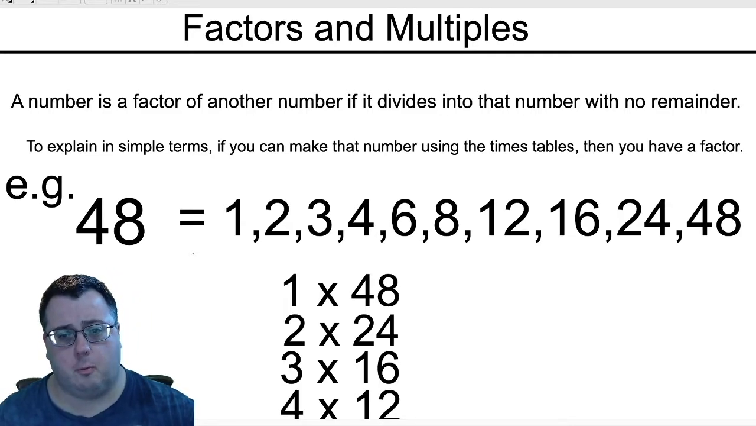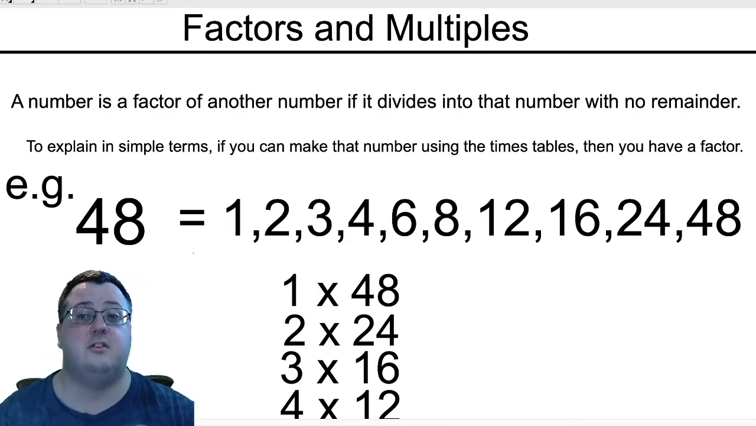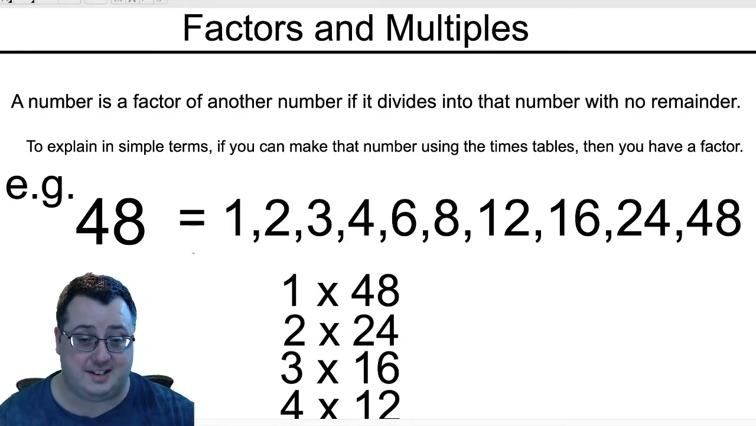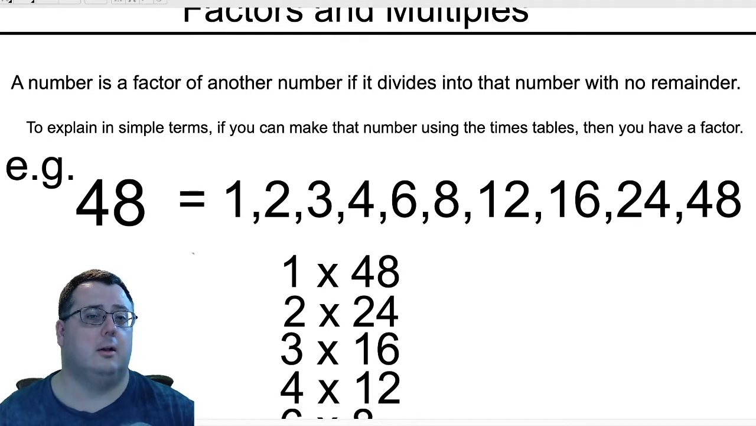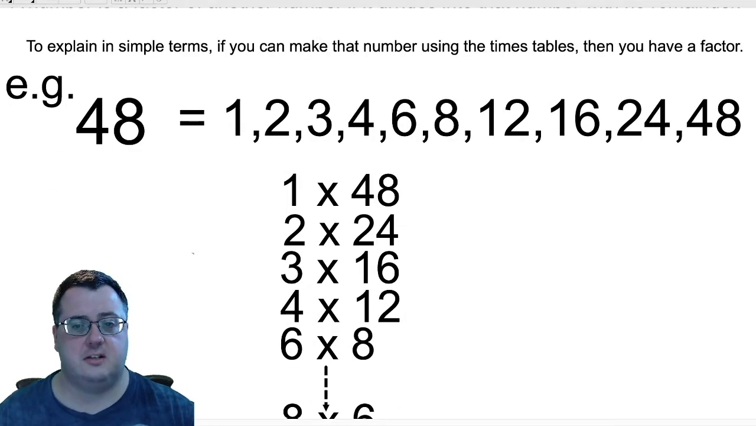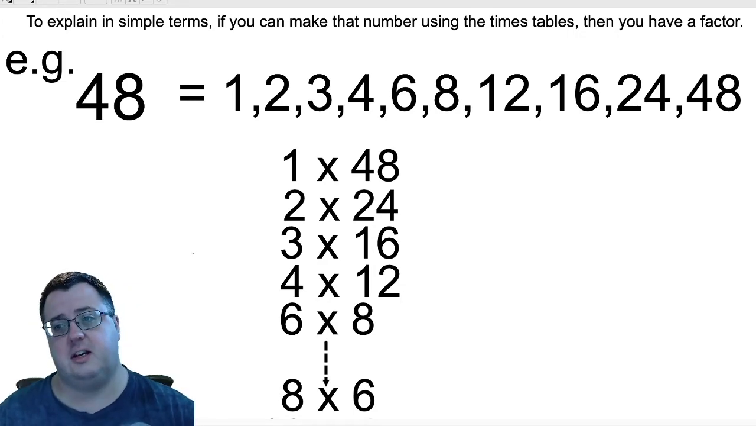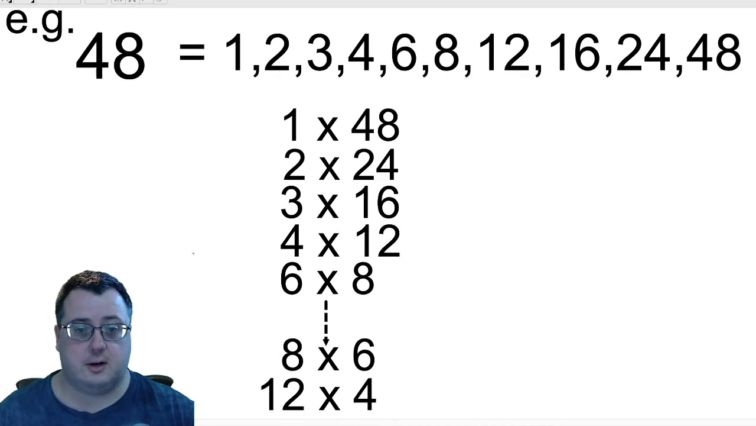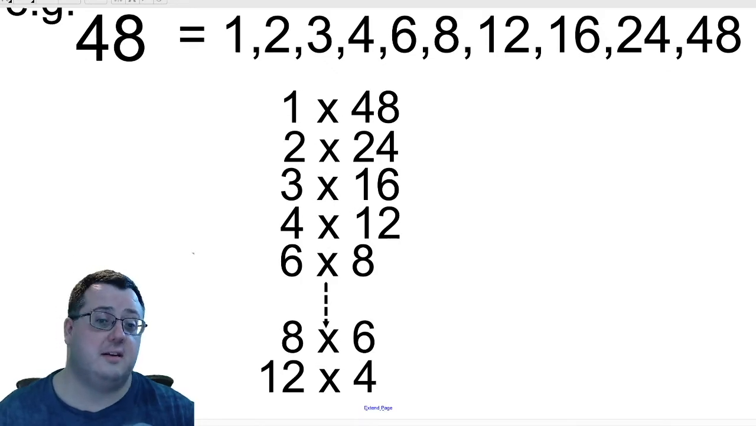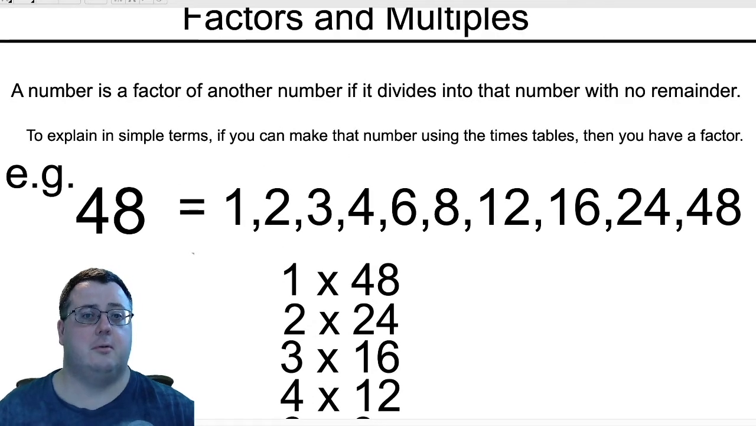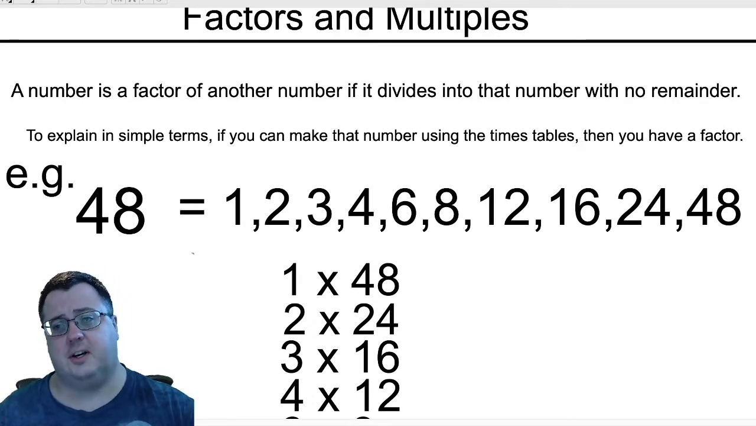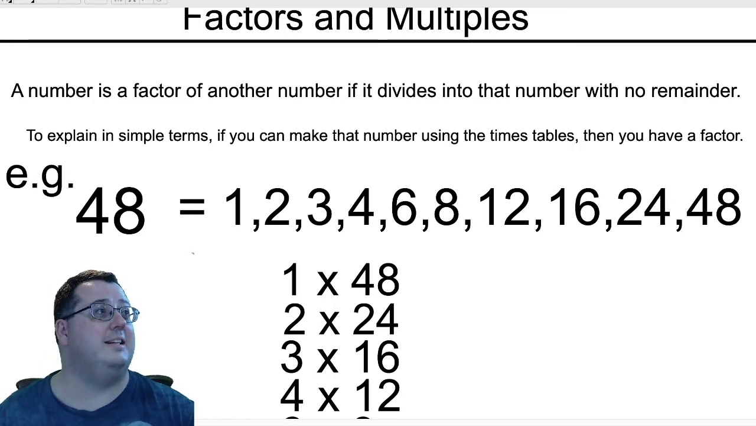48 can be made from 1, 2, 3, 4, 6, 8, 12, 16, 24 and 48. Why? Well, 1 times 48 is 48, 2 times 24 is 48, 3 times 16 is 48, 4 times 12 is 48, 6 8s are 48, 8 6s are 48, and 12 4s are 48. So a number is a factor of another number if it divides into that number with no remainder. Really important to know what a factor is.